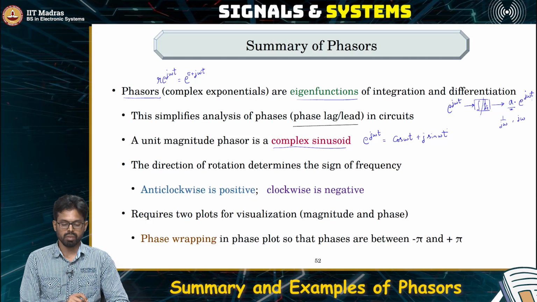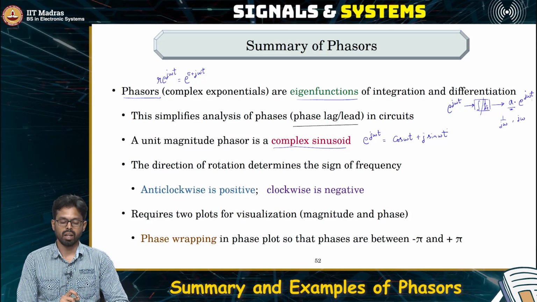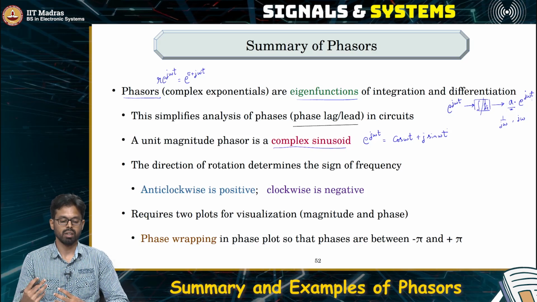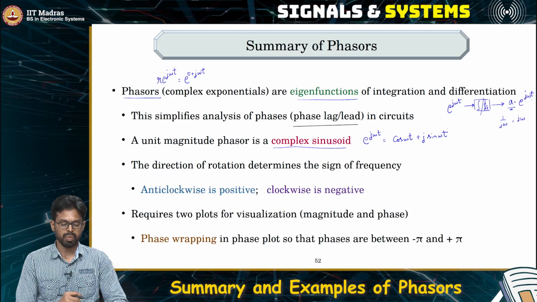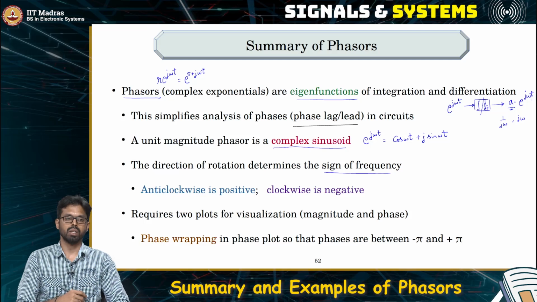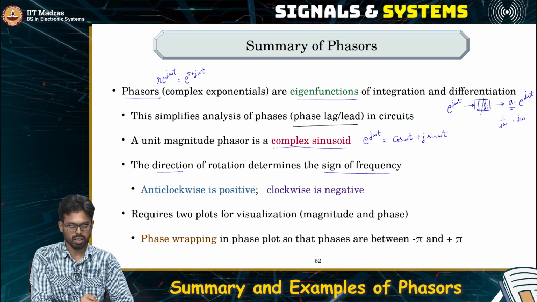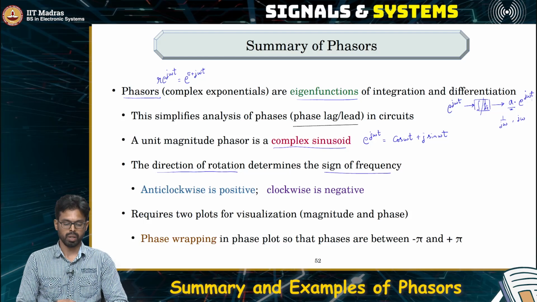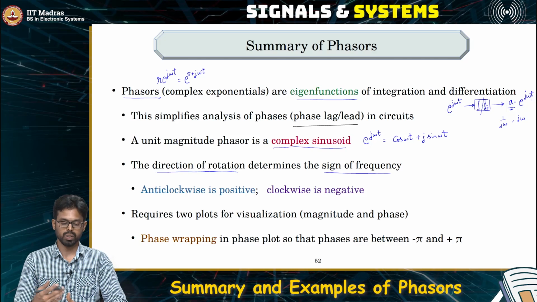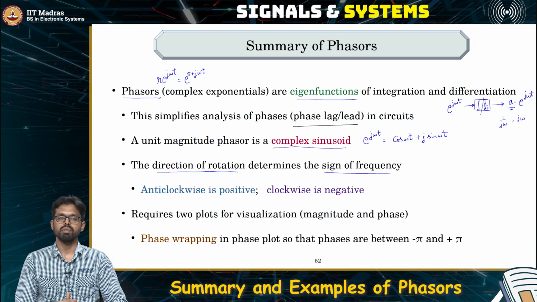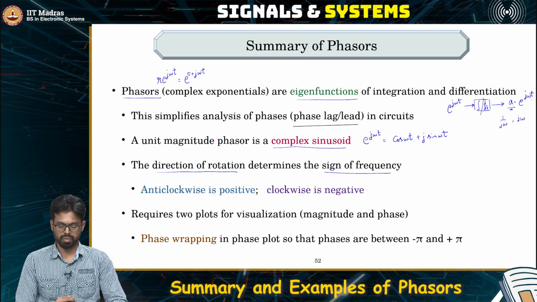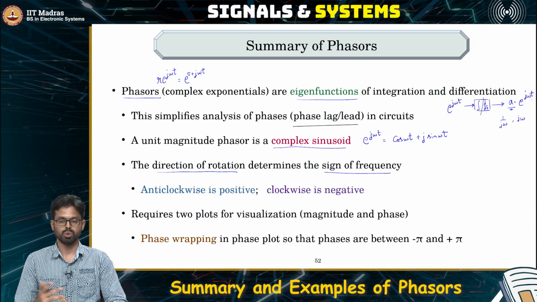And in this notation, we also saw that phasors can have negative frequency. Real valued signals really don't have any sign for the frequency, whereas phasors have what is called the sign of the frequency, which is basically representing the direction in which the phasors rotate. The direction could be clockwise or anti-clockwise. If it is anti-clockwise, we claim that the frequency is positive, and if it is clockwise, we claim that the frequency is negative. So this is the summary of phasors.